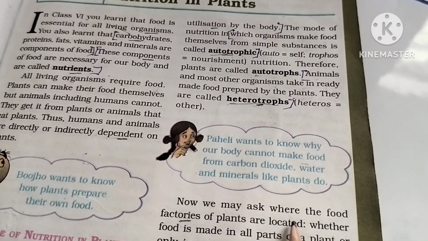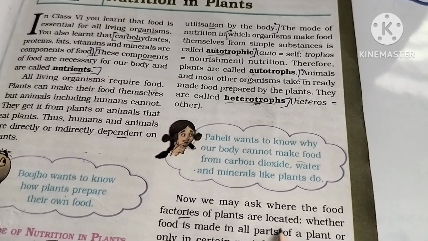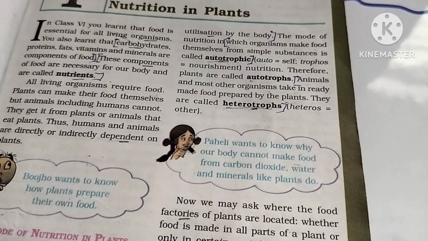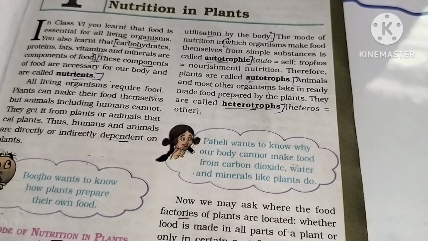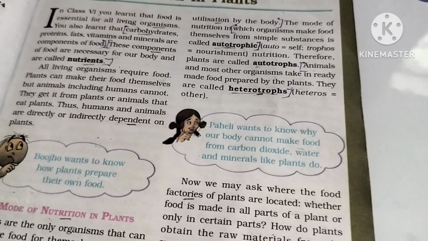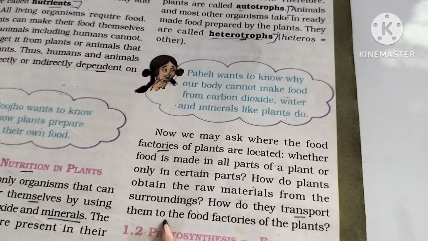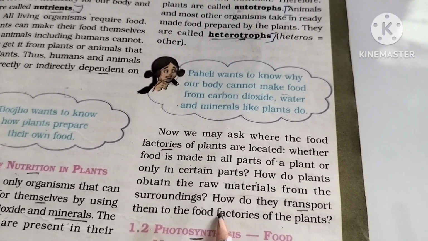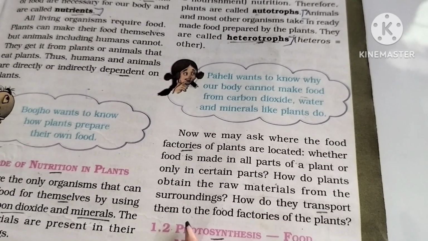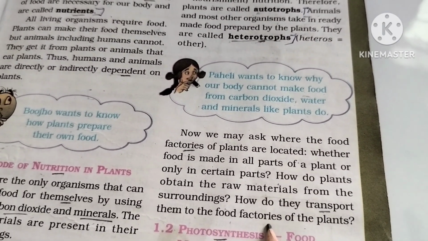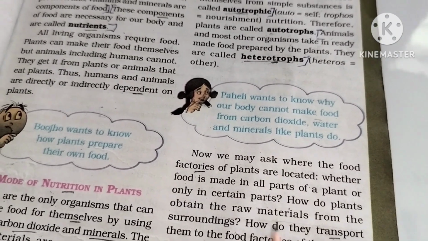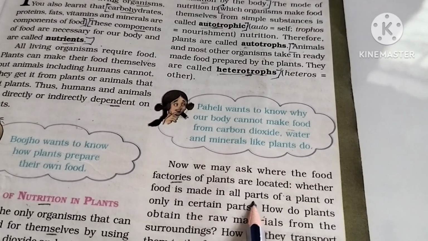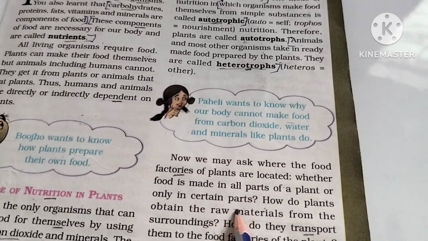Now we may ask where the food factories of plants are located, whether food is made in all parts of plants or only in certain parts, how plants obtain the raw material from the surroundings, and how they transport them to the food factories of the plants. Now these are the modes of nutrition, autotrophs and heterotrophs. Now how do plants prepare their own food material?